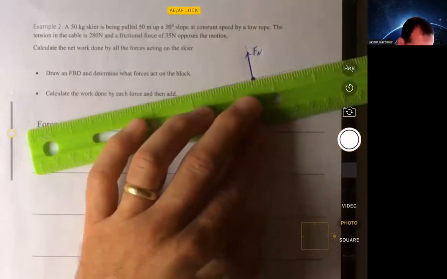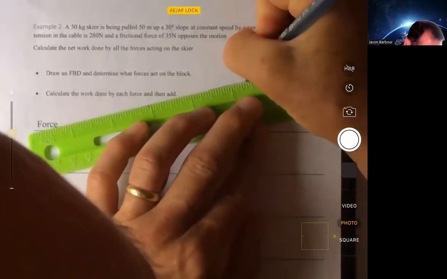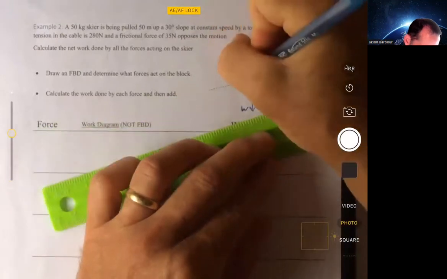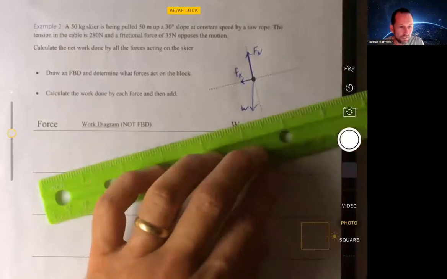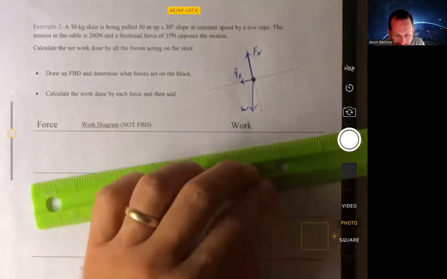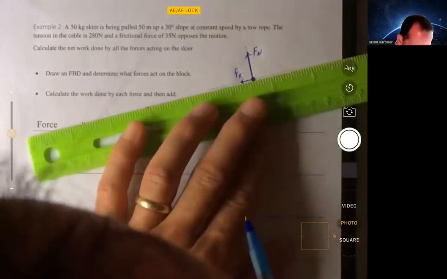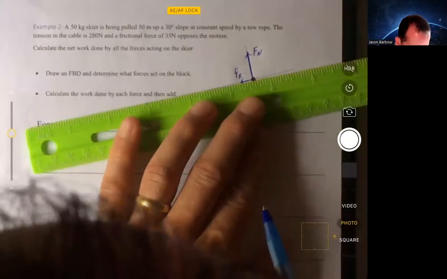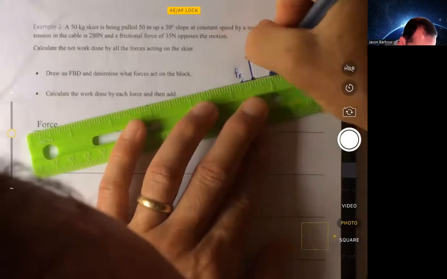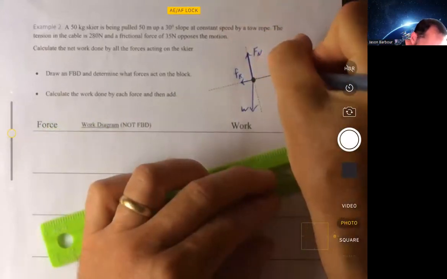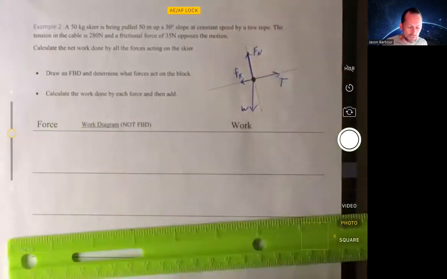And let's see, they're going up the slope. So the friction is going, this is kinetic friction going the opposite direction. Lowercase f subscript k is the standard notation used in your textbook and in these packets. And then there is a tow rope. And so that is up the slope. And that gets capital T. All right, so there's the free body diagram.